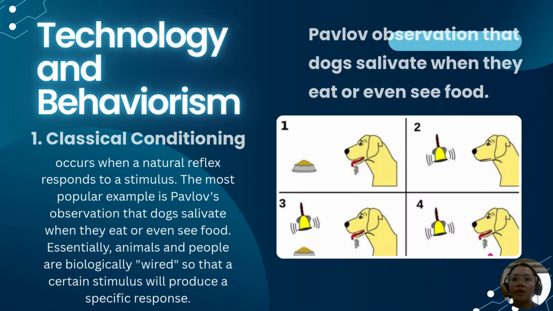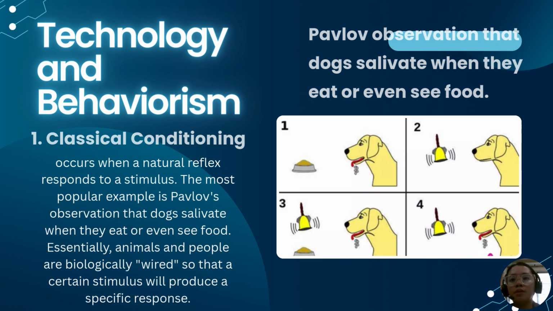Here we have classical conditioning. In classical conditioning, learning happens when natural reflexes become associated with a new stimulus. The most famous example is Pavlov's experiment with dogs. Naturally, dogs salivate when they see food. But Pavlov repeatedly rang a bell every time the food was presented. Eventually, the bell alone, with no food, caused the dogs to salivate.